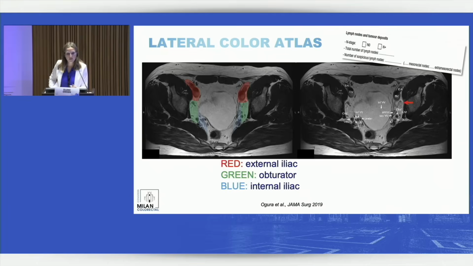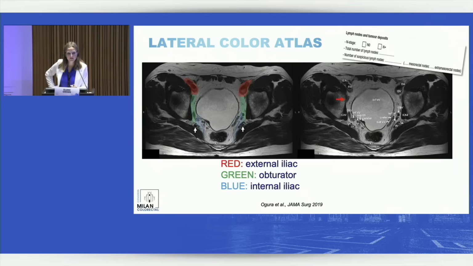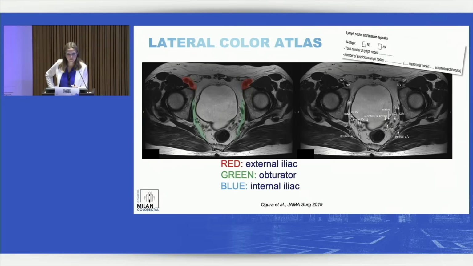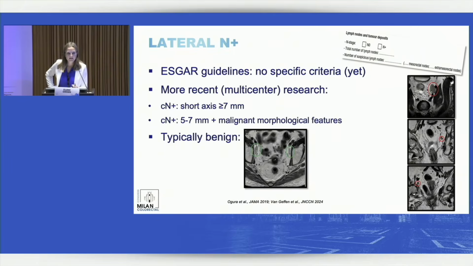This is a nice map showing all the regions at the lateral side. And in our guidelines, there are no specific criteria yet. They will also be incorporated in the next edition. But we know from multi-center research that if in primary staging the short axis is 7 millimeters or more, then we should call these lymph nodes malignant. And in those borderline nodes, you might also have a look at the morphological features.